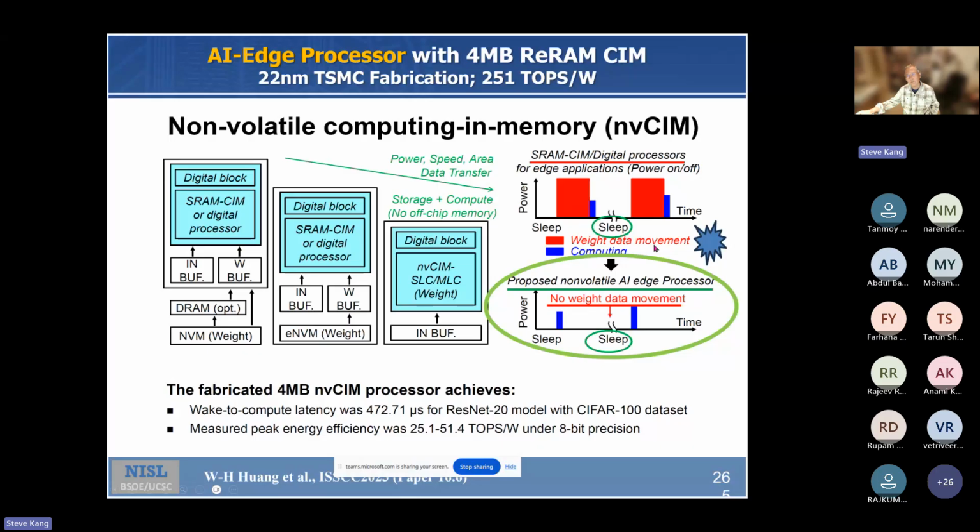Weight data movement corresponds to the red block, and the blue one is the computing. But by using non-volatile memory on chip and doing computing in memory, compared to SRAM, you end up removing all this red block and only need the blue one. So this is additional saving in terms of energy and power, right? That's an appealing thing, using memristors on chip and doing computing in memory.